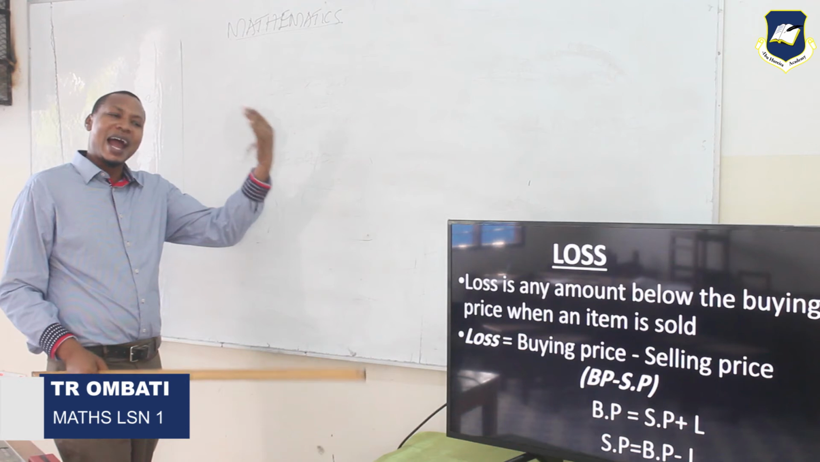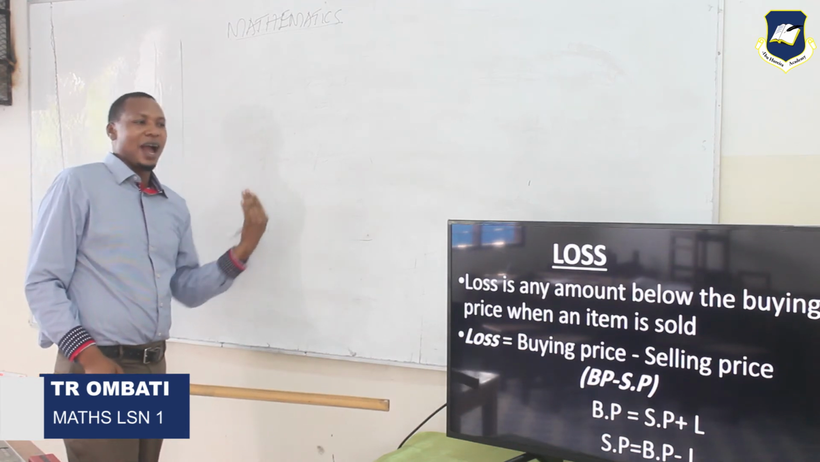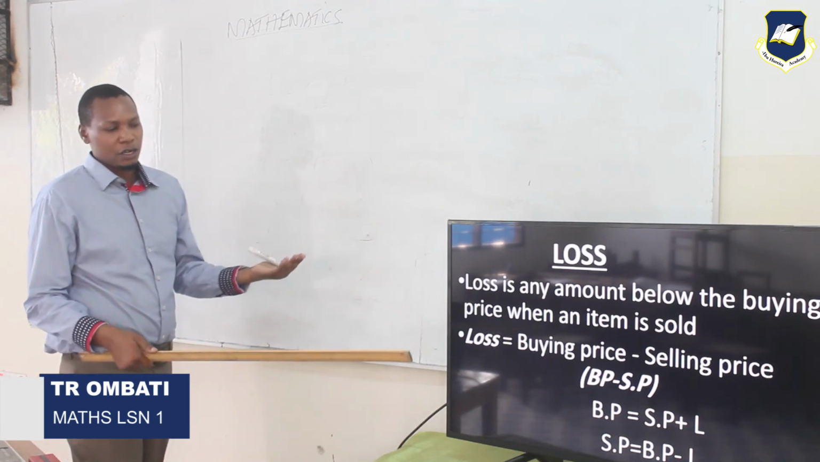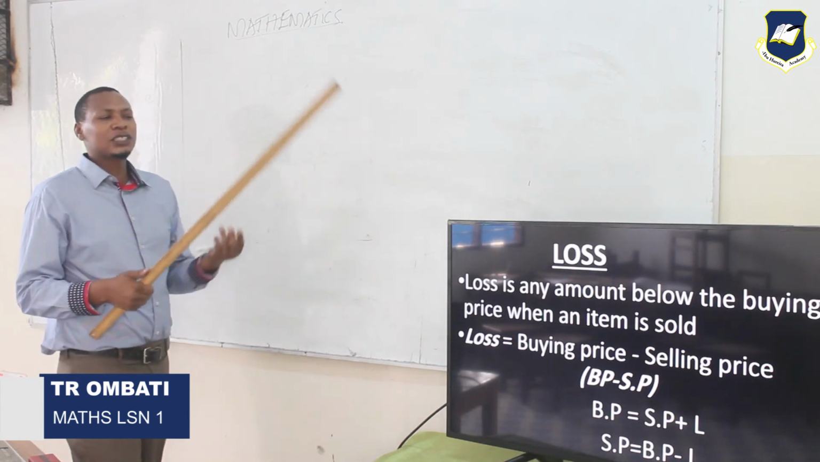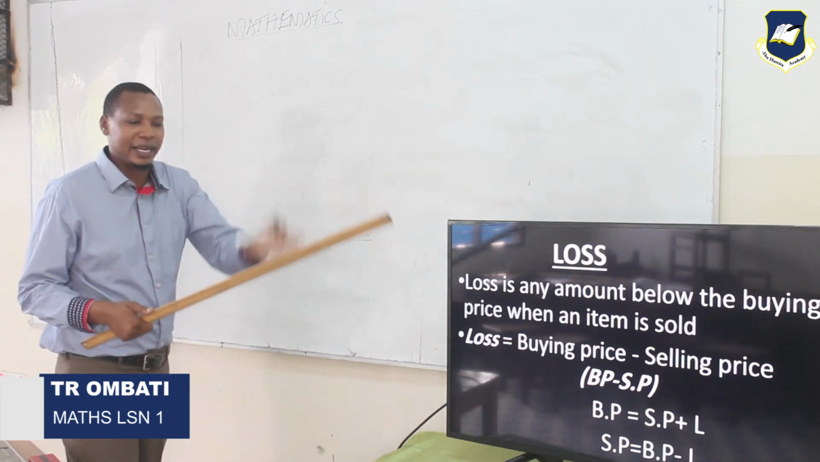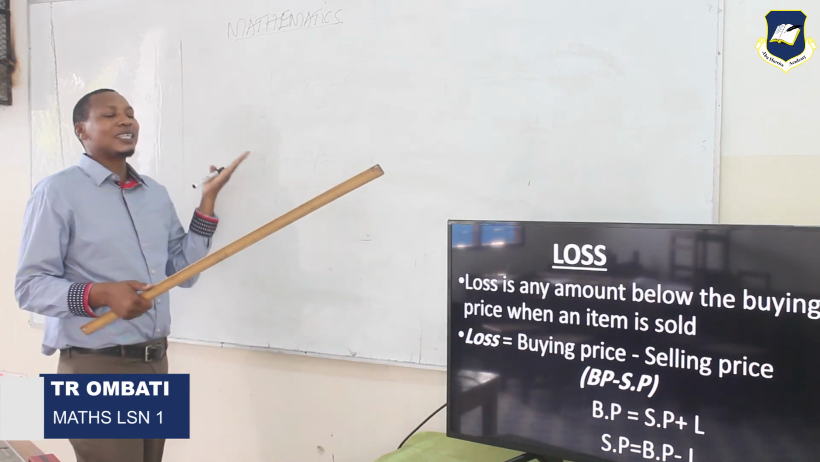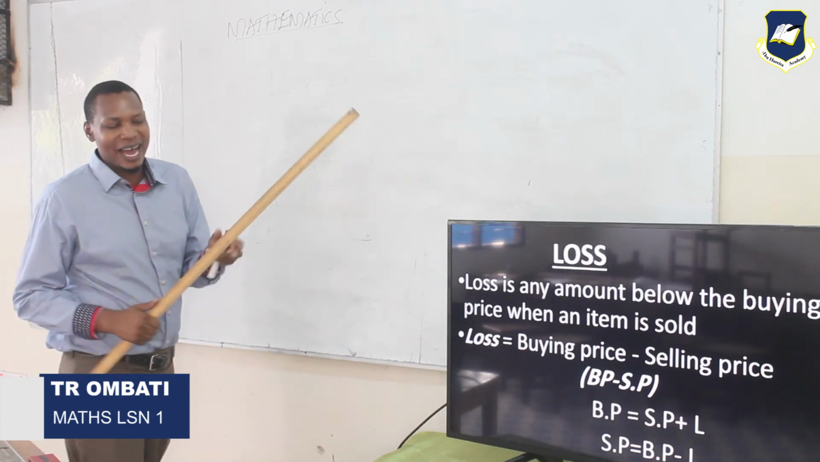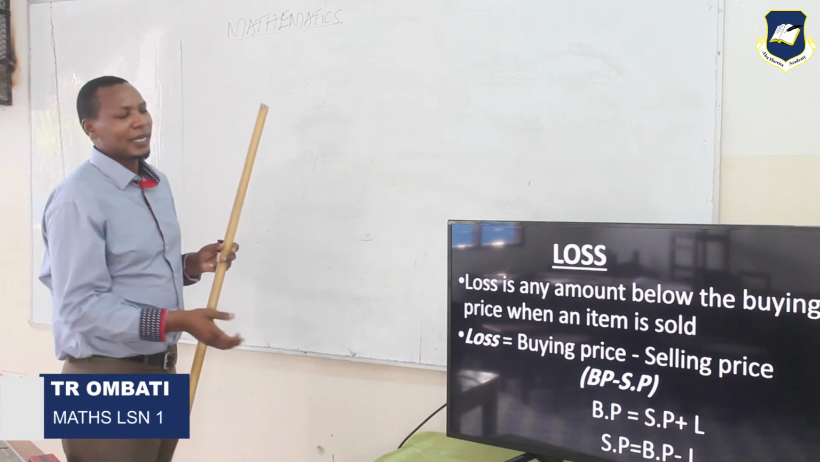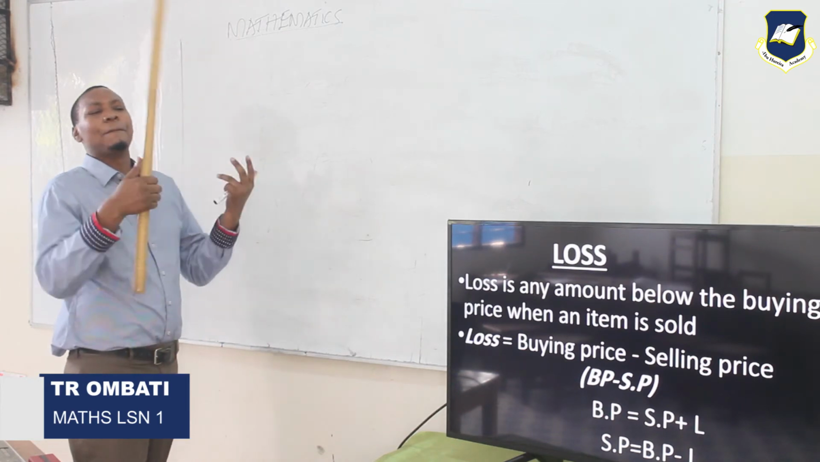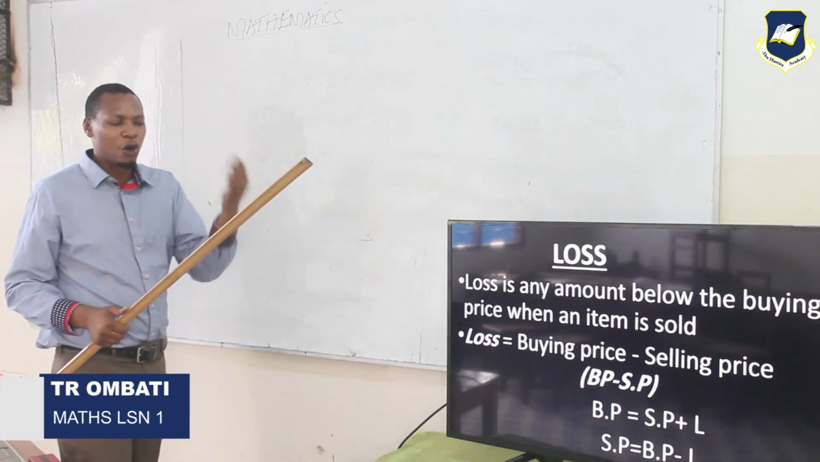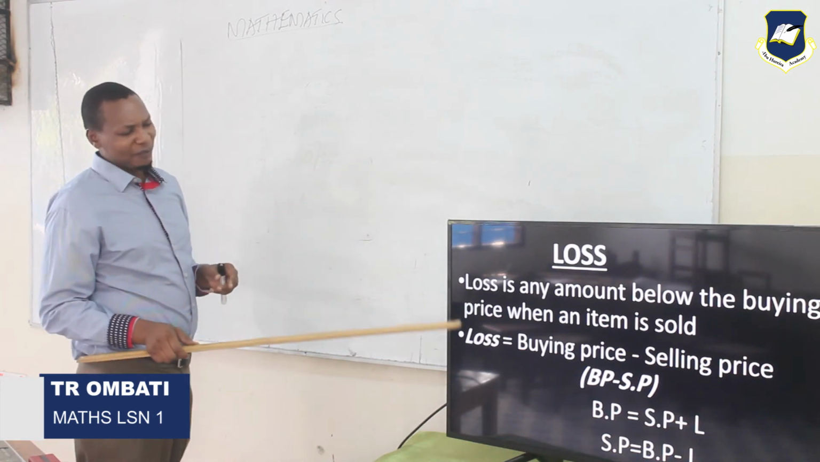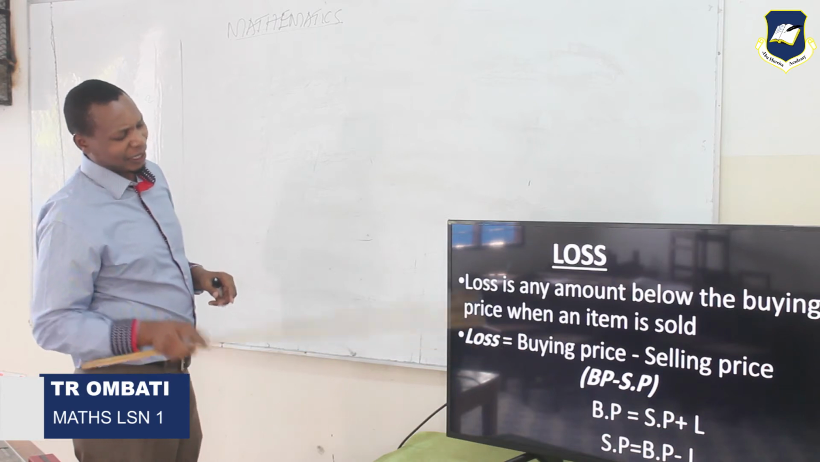When you go to buy, let me talk of maybe a cloth or a shirt. You are going to buy to do a business. You have bought a shirt at 200 shillings. When you went to sell it, you sold it at 100 shillings. That means the selling price is below the buying price. That means you got what we call a loss. Now we have this one here. How do we find the loss?